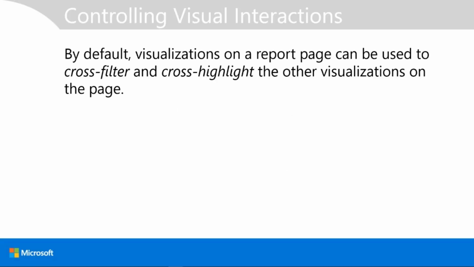All right, in this sub-lesson, we are going to edit and configure interactions between visuals. By default, visualizations on a report page can be used to cross-filter and cross-highlight the other visuals on the page. So let's go to Power BI Desktop and show you what this looks like.